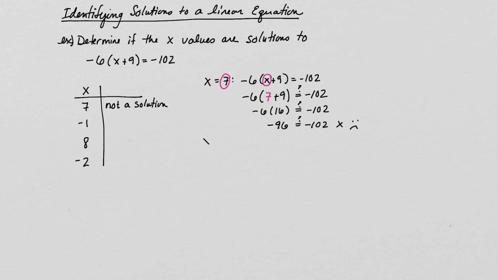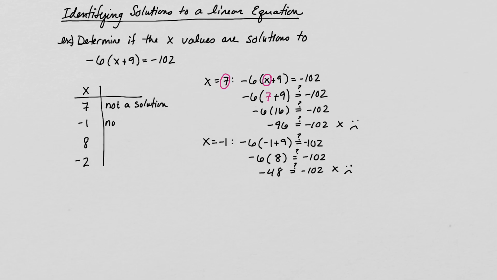Then we're going to try the next one. So x equals -1. So we're going to have -6 times (-1 plus 9). And we want to know, is that equal to -102? So -1 plus 9 is 8. And so we want to know, does -6 times 8 equal -102? And -6 times 8 is -48. And so is -48 equal to -102? No. So this is also not a solution.